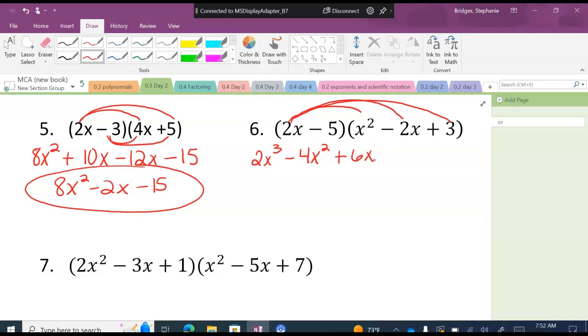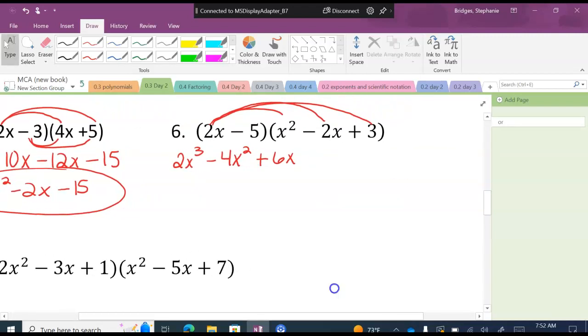And then I just repeat the process with that negative 5. Slide it over a little bit. Negative 5 times x squared is negative 5x squared. Negative 5 times negative 2x is a positive 10x. And negative 5 times 3 is a negative 15.